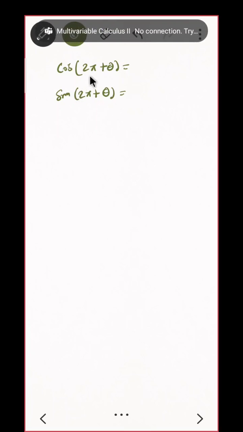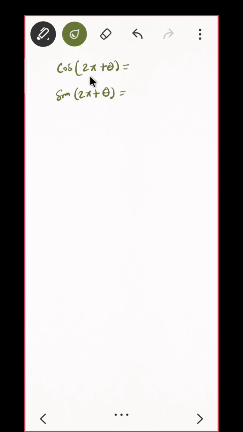What do you mean by period 2 pi? Cos of 2 pi plus theta will be the same as cos theta, and sine of 2 pi plus theta is the same as sine theta. Even if I say 2n pi, then also this is true. 2n pi here, and here also 2n pi, and this is true. It is a multiple of 2 pi, so it is the same.